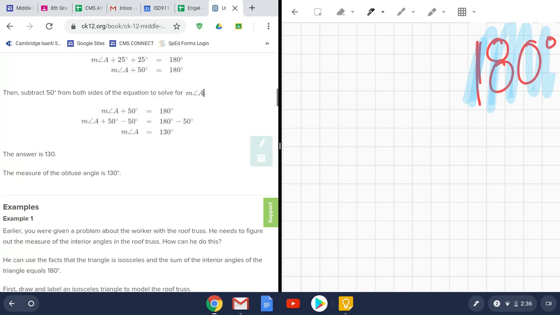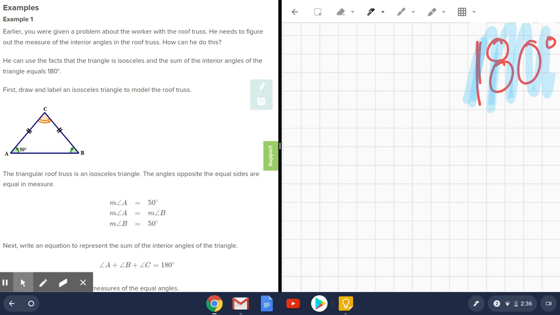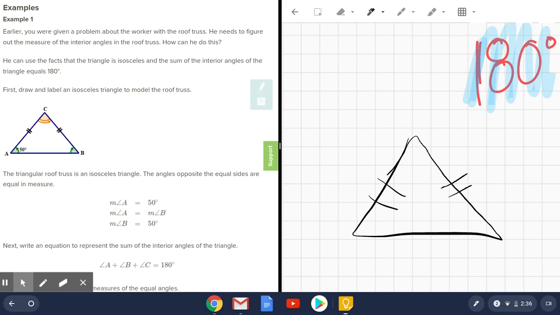All right, let's take a look at example 1. Earlier, we were given a problem about the workers with the roof truss. He needed to figure out the measure of the interior angles in the roof truss. How can he? He can use the facts that the triangle is isosceles. What does that mean? It's isosceles. That means that they share similar sides. Two of the sides are similar, right? And we know that the interior angle for one of the angles that correspond with the isosceles sides are 50 degrees. Now, if we know that one of them is 50 degrees and they're the same size, that means that both of our base angles are going to be 50 degrees, right?